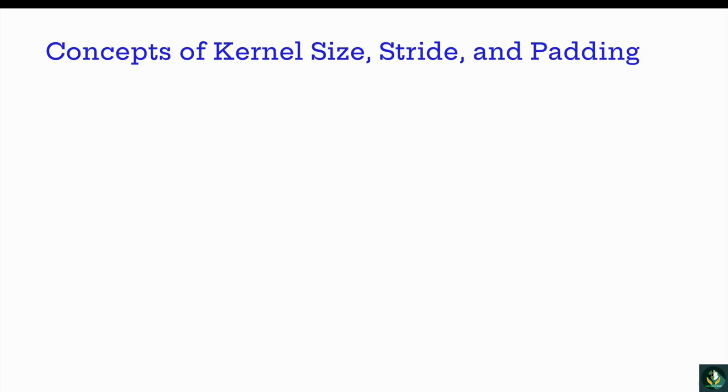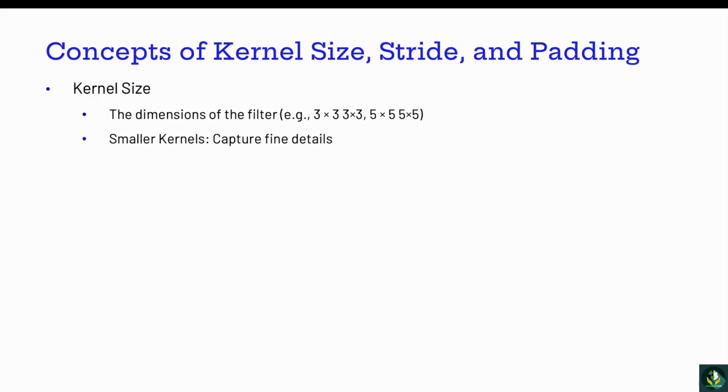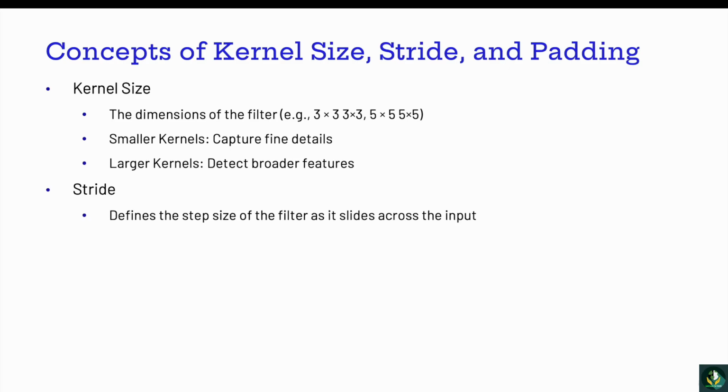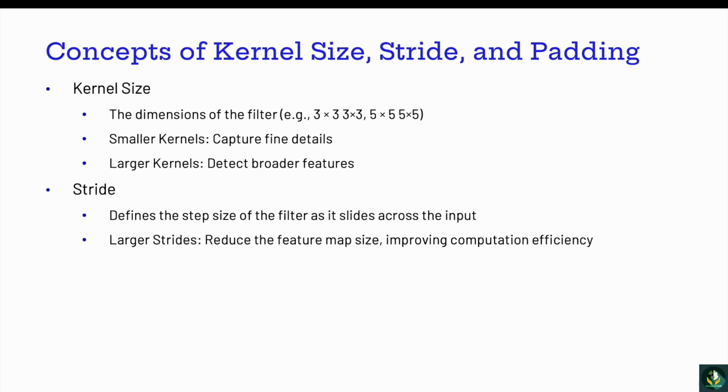Let's go over some of the concepts of kernel size, stride, and padding. As far as kernel size goes, the dimension of the filter can be 3 by 3 or 5 by 5. Smaller kernels capture finer details, whereas larger kernels detect broader features. Stride defines the step size of the filter as it slides across the input. Larger strides reduce the feature map size, improving computation efficiency, whereas smaller strides retain more detail but increase the computation, as you can make sense.